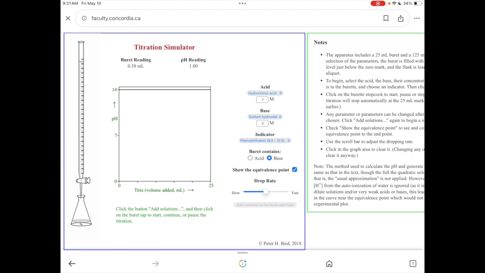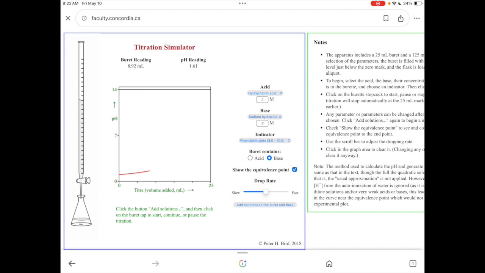Now I'm going to touch the burette and it's going to start dripping. And as you can see, the acid starts out at a pH of about 1, and as the base gets added, the pH increases little by little. I'm going to pause it at this point. Take a look at the burette reading up at the top. I've now added 8.9 milliliters of the base to the acid.